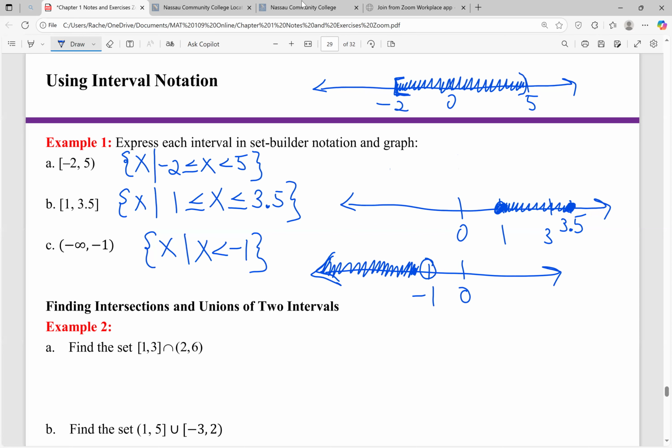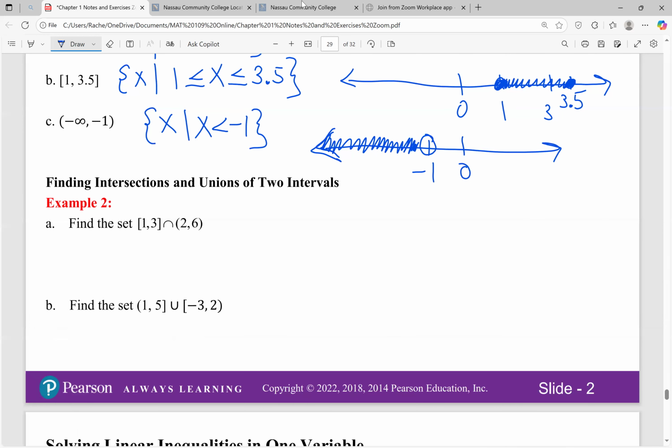The other thing that I want to review is intersections and unions. Excuse me. Unions we're going to use here and there to join two sets. Intersections are important too. So let's go over the difference between the two, and then we'll just do an example, and then we'll go to solving inequalities.